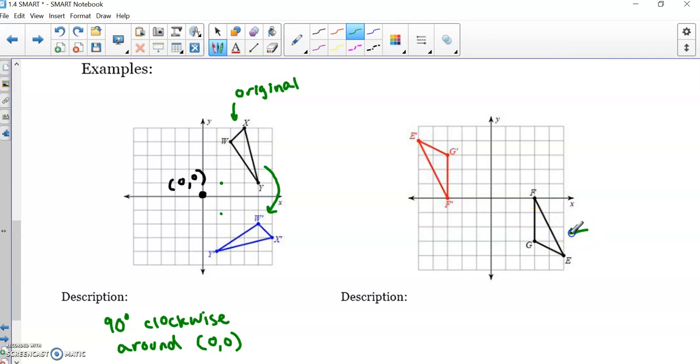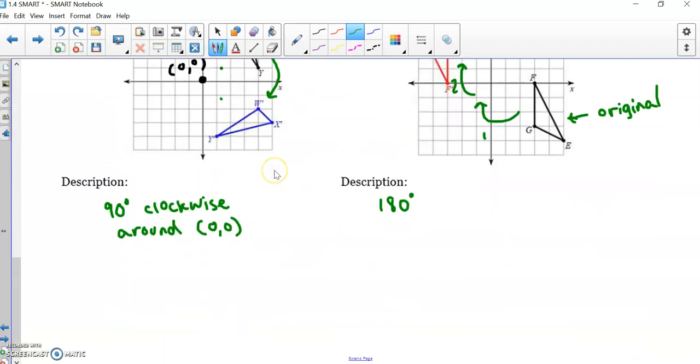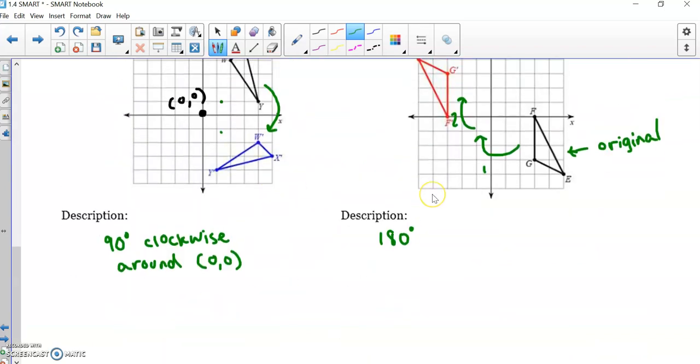We know that this is the original, the pre-image. Now this one you can actually take left or right, because if you'll notice, if we count how many quadrants we moved, 1, and then we moved 2. We end up 2 big boxes away. So that tells me that we are doing a 180-degree rotation. Remember, here I wrote 2 means 180 degrees. So we've moved 180 degrees.